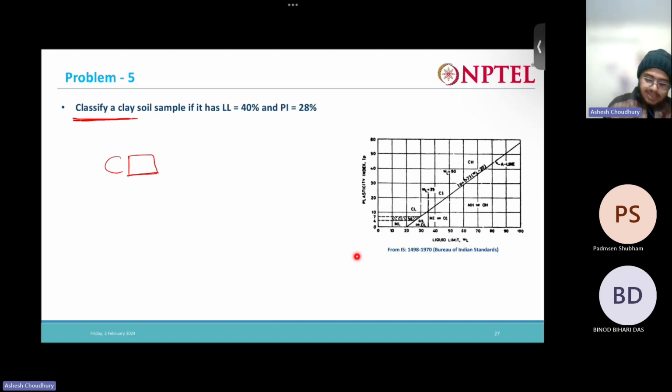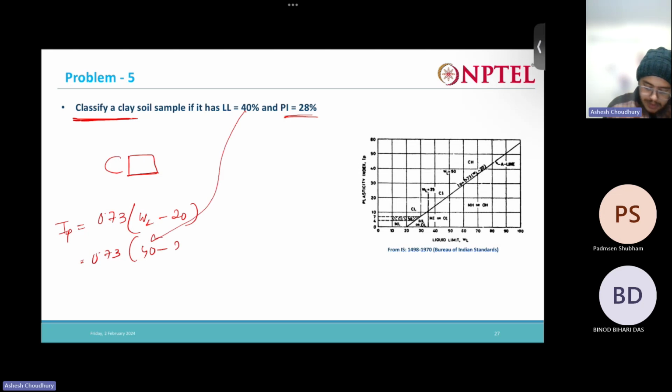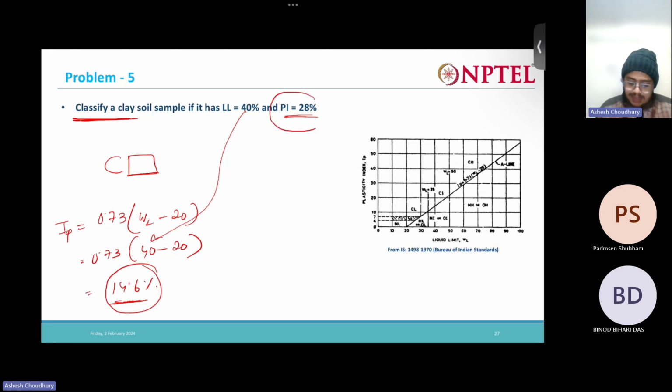Now liquid limit and plasticity index are given. The plasticity index is given to us as 28%. Now let us calculate the plasticity index from the A line. IP is equal to 0.73 times (liquid limit minus 20), that is 40 minus 20, which gives 14.6%. You can recheck it once.